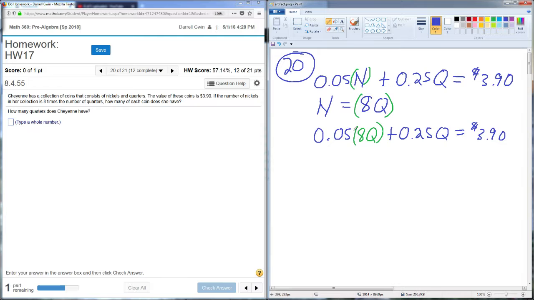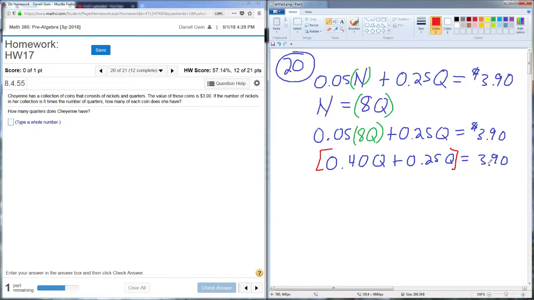Next, remove parentheses. 8 times 5 is 40, but there are 2 decimal places, so it is 0.40Q. Plus 0.25Q equals $3.90.